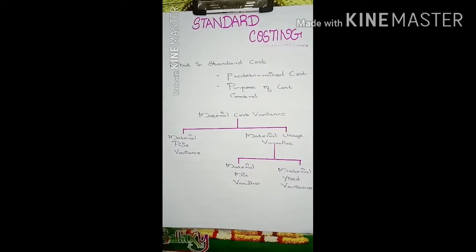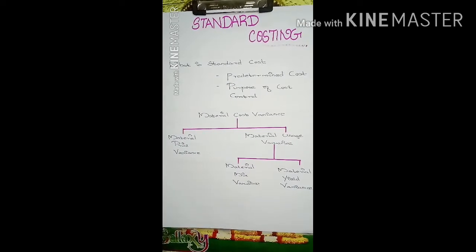When the actual cost is less than the standard cost or the actual profit is more than the standard profit, then it is called favorable variance. At the same time, when the actual cost is more than the standard cost or the actual profit is less than the standard profit, then it is called unfavorable or adverse variance.